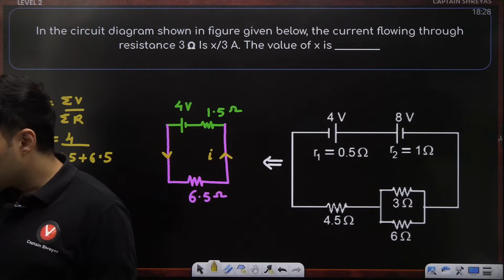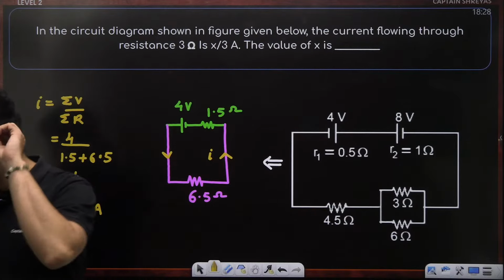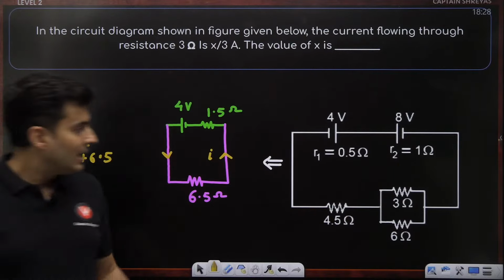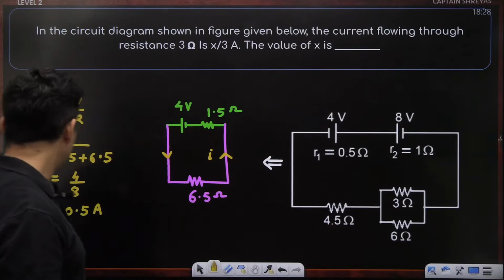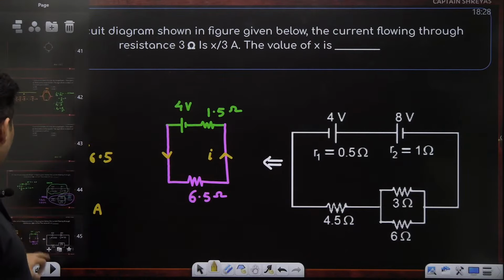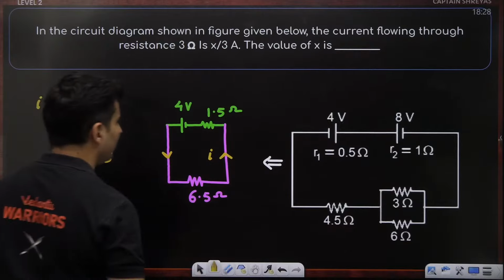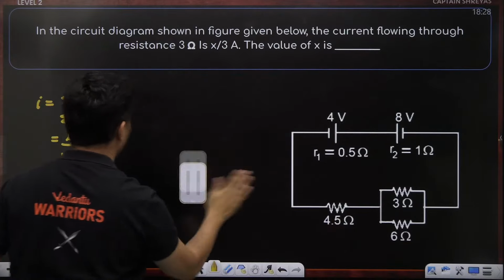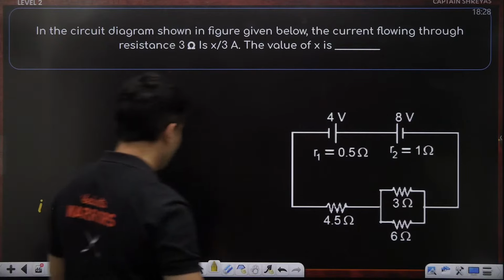But that is not the question. The question is something else. The question is, how much current is flowing through the 3 ohm resistance? So here is what we can do over here. Forget this part. I got the current is 0.5 amperes.